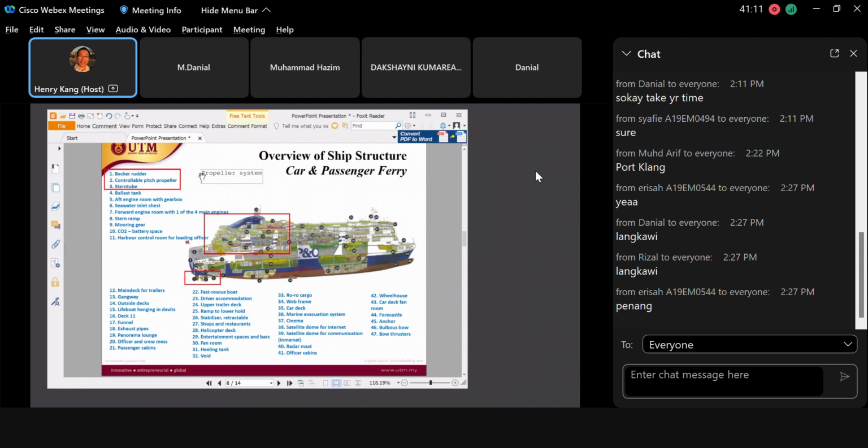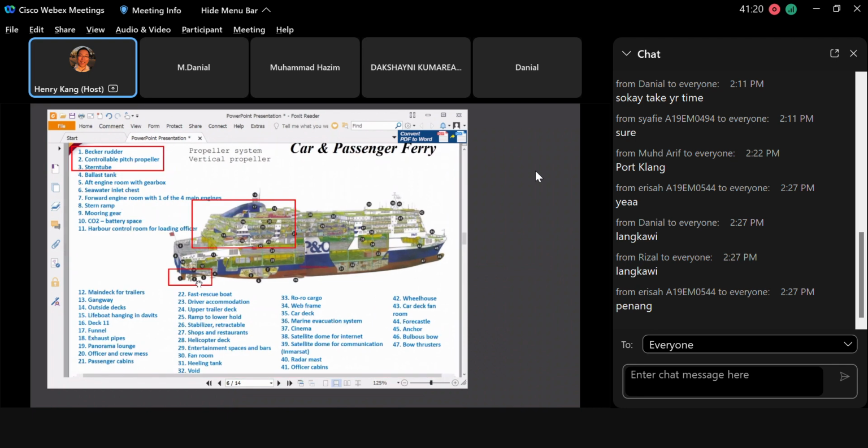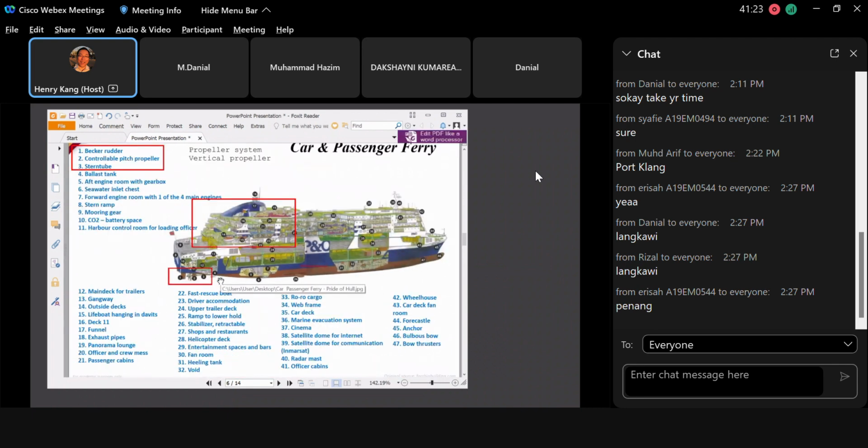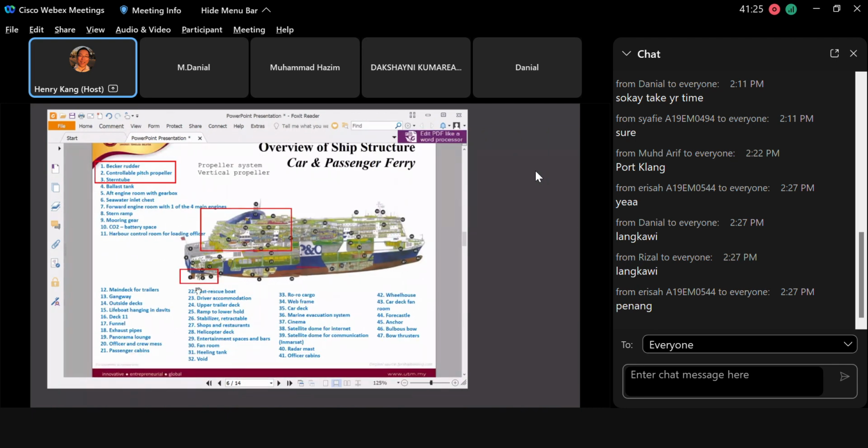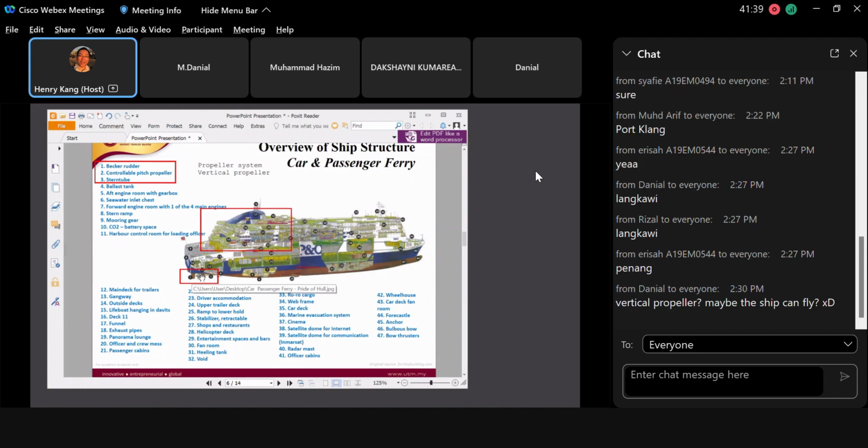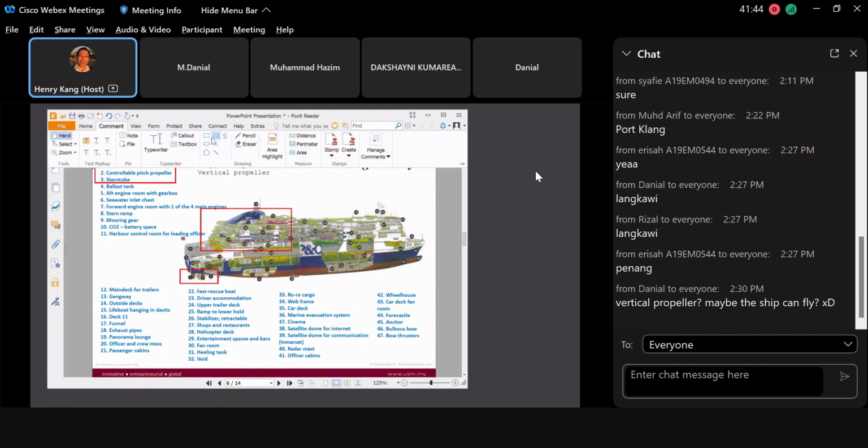That means we use what? We use vertical propellers. And this arrangement is a traditional propeller system, and this is the horizontal propeller. The layout is on the horizontal side, with one rudder, and behind the rudder you have the propeller. The propeller is connected to a shaft, and the shaft is connected back to the main engine inside the engine room. So you will see the engine room is here, right?